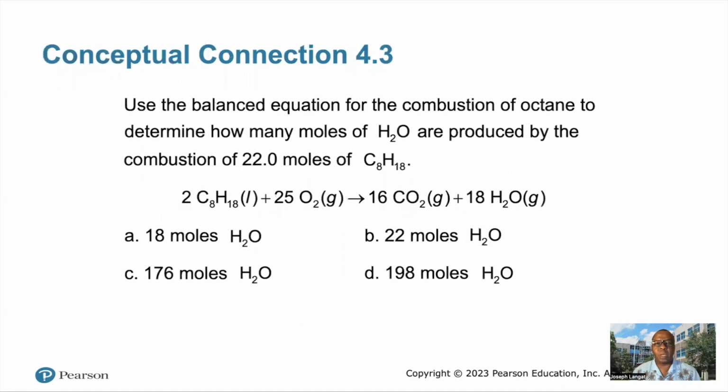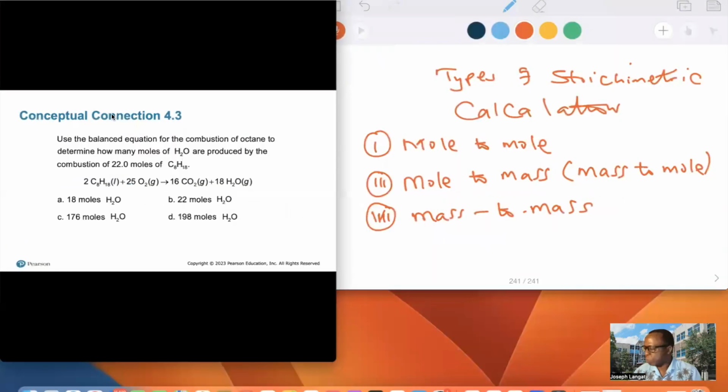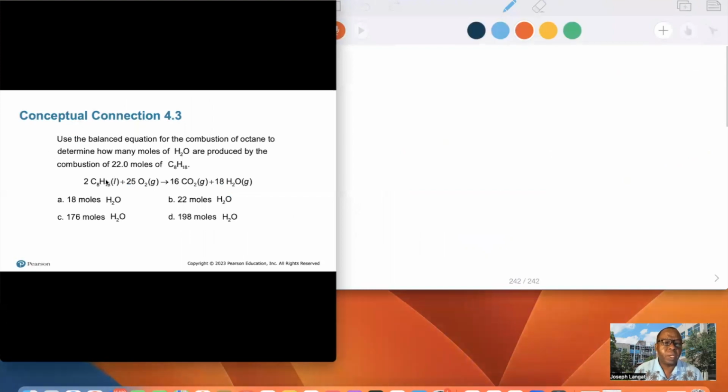Now, use the balanced equation for the combustion of octane to determine how many moles of H2O are produced. It's very easy for this. You need to set up, let me just minimize this. Use the balanced equation. Sometimes you may be required to balance the equation first before you do the calculation, but already it is balanced for you. To determine how many moles of H2O are produced by combustion of 22 moles of octane, how will you set up that? This is the setup.